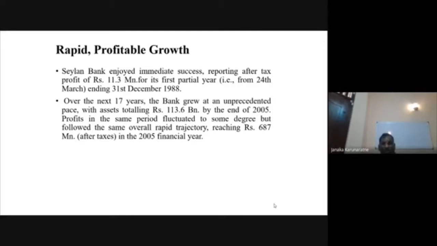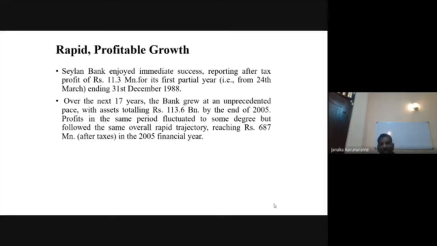Rapid profitable growth. The Ceylon Bank enjoyed immediate success, reporting after-tax profit of 11.3 million for the first partial year, that is the year ending 31st December 1988. So it started with a profit of 11.3 million. Over the next 17 years, the bank grew at an unprecedented pace, with assets totaling 113.6 billion by the end of 2005.